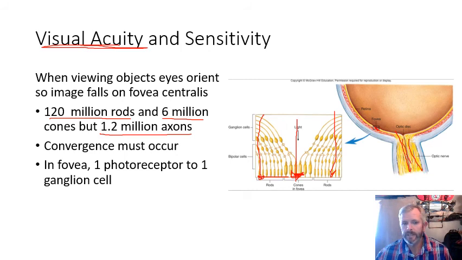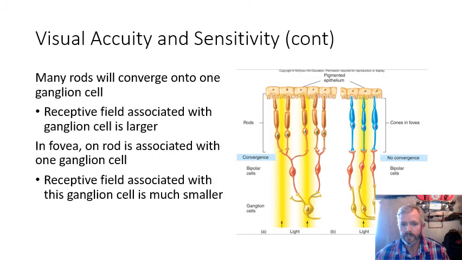So what's that mean? That means that with these rods and cones, there has to be convergence onto, remember, these are the axons of the ganglion cells. So there could be 6, 7, 8 rods converging onto one ganglion cell. So that is not going to give you much visual acuity. Let's take a look at how that takes place.